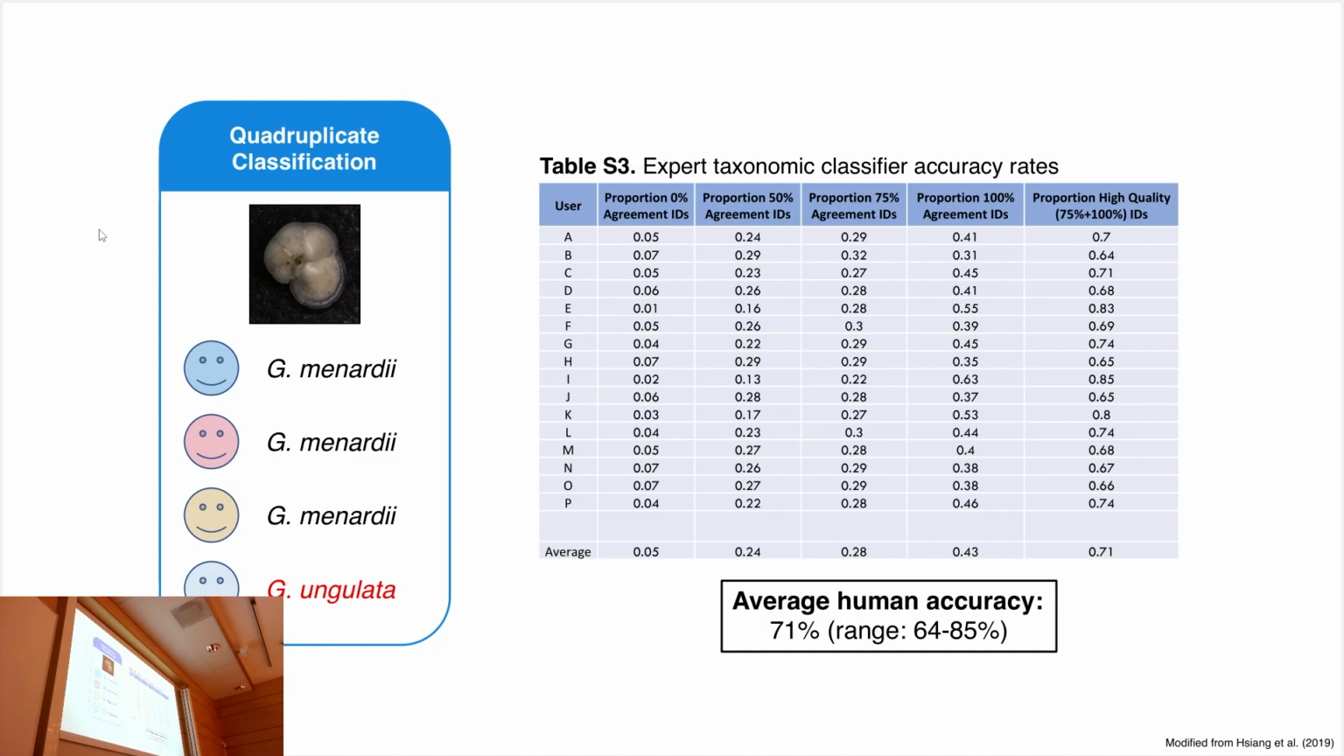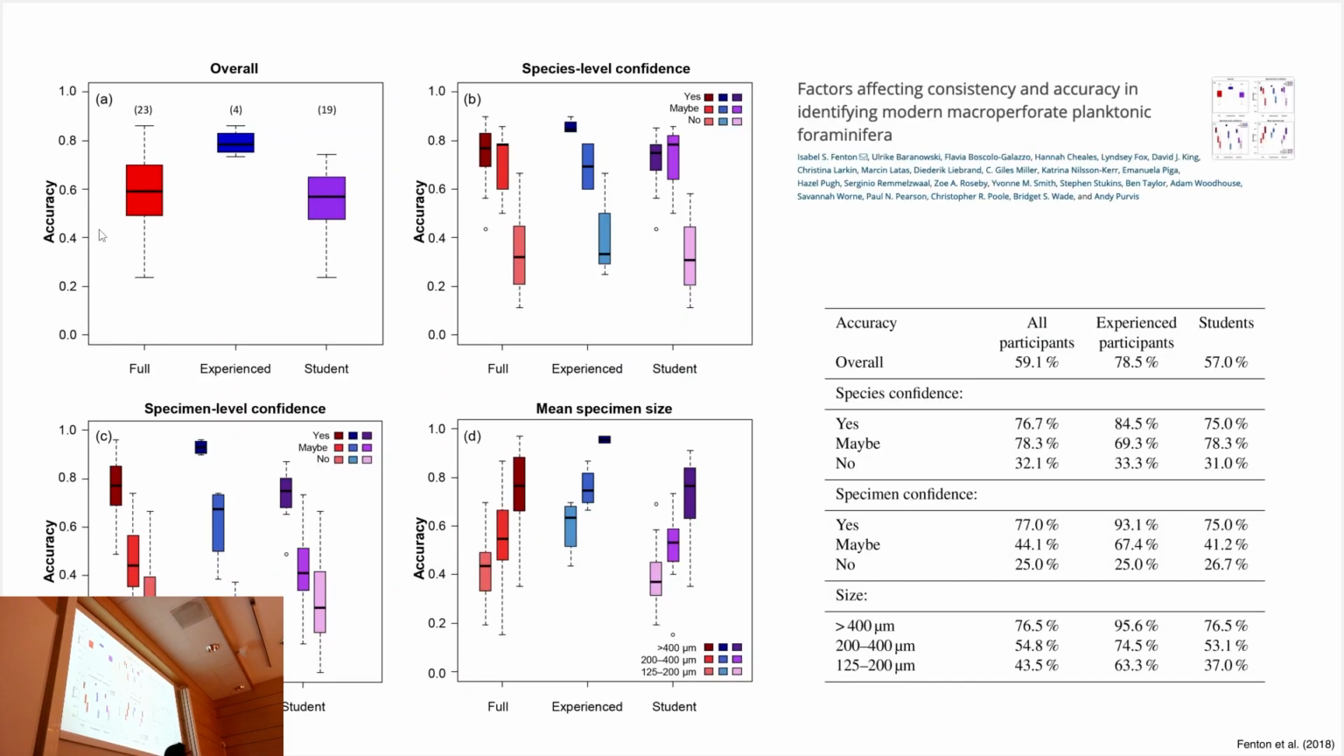So these were the accuracy rates for our 20 or so taxonomic experts. What you'll see is the average human accuracy of our experts, here we're assuming that the label where there's 75% agreement at least is in fact correct. Based on that, we have an average human accuracy of 71% and a range from about 64 to 85%. And these levels of human accuracy are actually pretty standard. If you look at other studies that have looked at this specifically, that is how good are humans actually at this sort of repeated taxonomic task, you'll find that 60 to 80% is about what you see.